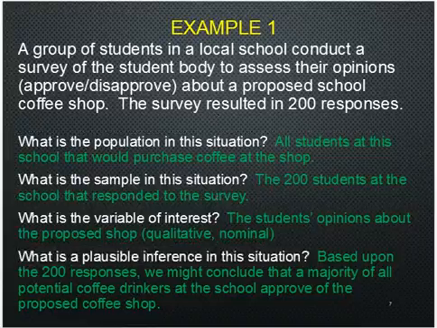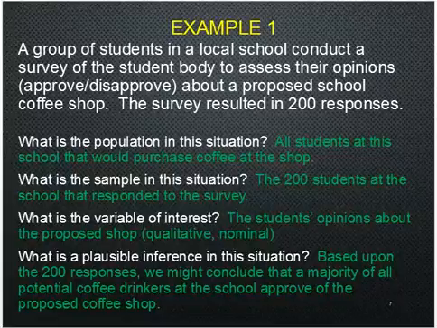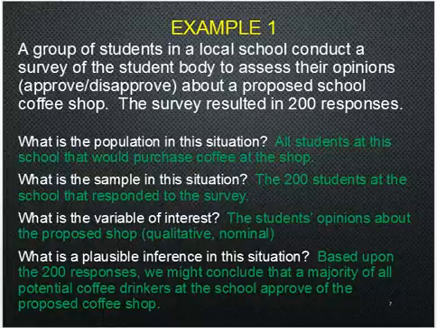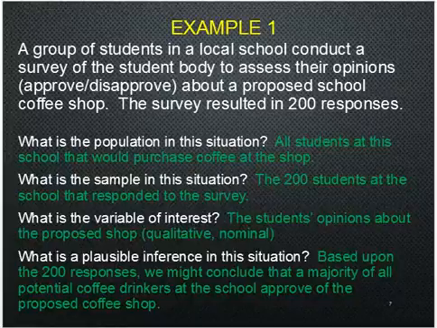What is the population in this situation? All students at this school that would purchase coffee at the shop. Again, it might not be all students, but it's at least all the students I am interested in: all the students at the school that would purchase coffee at the shop. In voting, you often see that as they distinguish between voters and likely voters. What is a sample? The sample would be the 200 students at the school that responded to the survey. That's a subset of the population.